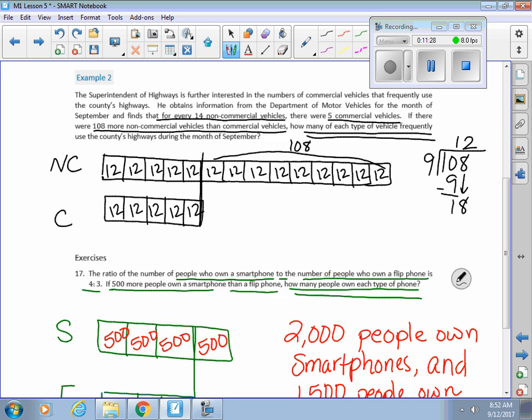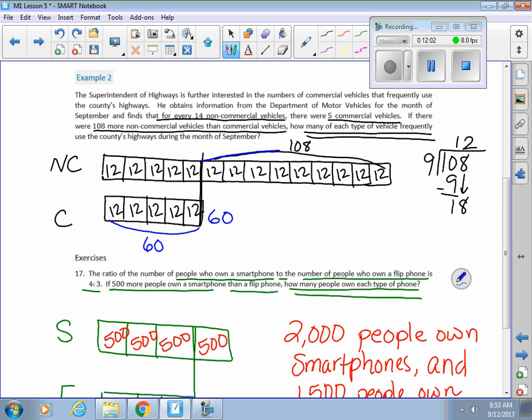Now we have our last step. We have to figure out how many vehicles there are as far as commercial and non-commercial. So down here we have how many units of 12? Right. 5. All right, so what do we have to do with 5 and 12? Multiply. Very good. So what is 5 times 12, everybody? 60. So you can label it right here, or you could have labeled it down here. All right, so we have 60 commercial vehicles.